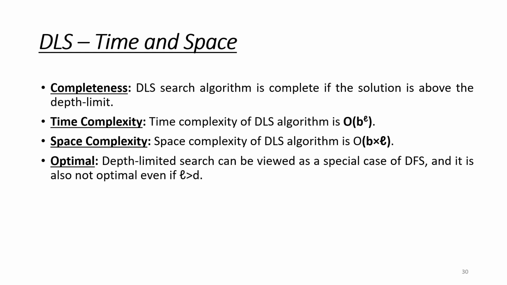So we can observe that depth limited search can be viewed as a special case of DFS, and it is not optimal even if L is greater than D. L means the limit, and D is the depth of the shallowest goal. Okay, so that is an important thing. We have to reach the limit as well as the depth, then only will the condition be satisfied here. And we have to analyze the final path and the final cost of the goal also. That is very important.